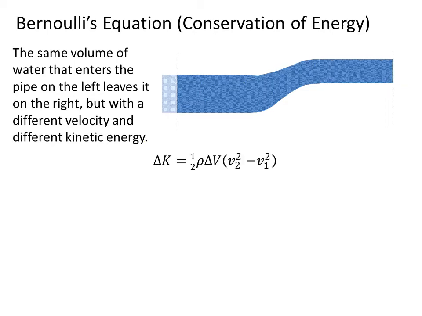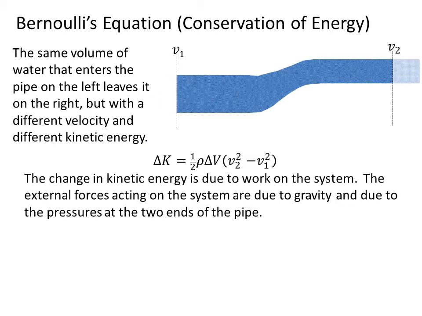We can see that the change in kinetic energy is equal to 1/2 times the mass of this volume, that's 1/2 times the density times this volume delta V that enters and leaves, times the difference between the two velocities, V1, the entering velocity, and V2, the exiting velocity. So you have V2 squared minus V1 squared. So you have a different kinetic energy. So where does this kinetic energy come from, this change? The change in kinetic energy is due to the work on the system.